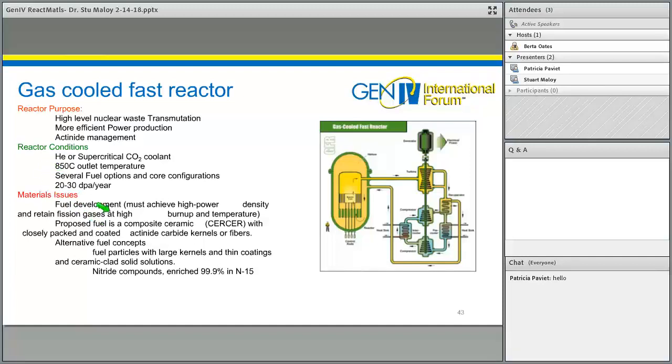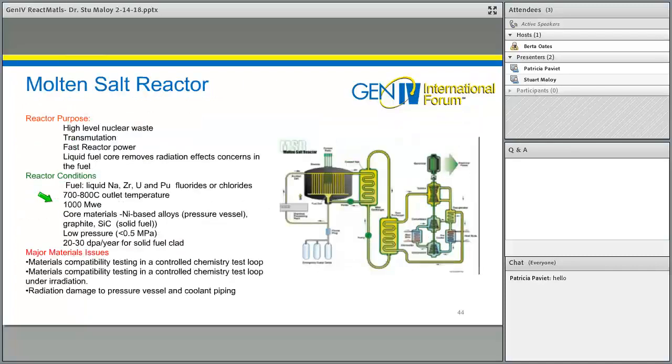The materials issues right now, because of the very high temperature and the high dose, are that fuel development is one of the major issues. You need to achieve a high power density and be able to retain fission gases at high burnup and high temperatures. One of the proposed fuels is a ceramic fuel, and others have coated actinide carbide kernels of fuel within the material. There also are some alternative fuel concepts as well: fuel particles with large kernels and thin coatings, and ceramic clad solid solutions. So there's a large amount of research that needs to be done on fuel development in this area, but it could have advantages with the much higher temperature and the more efficient power production.